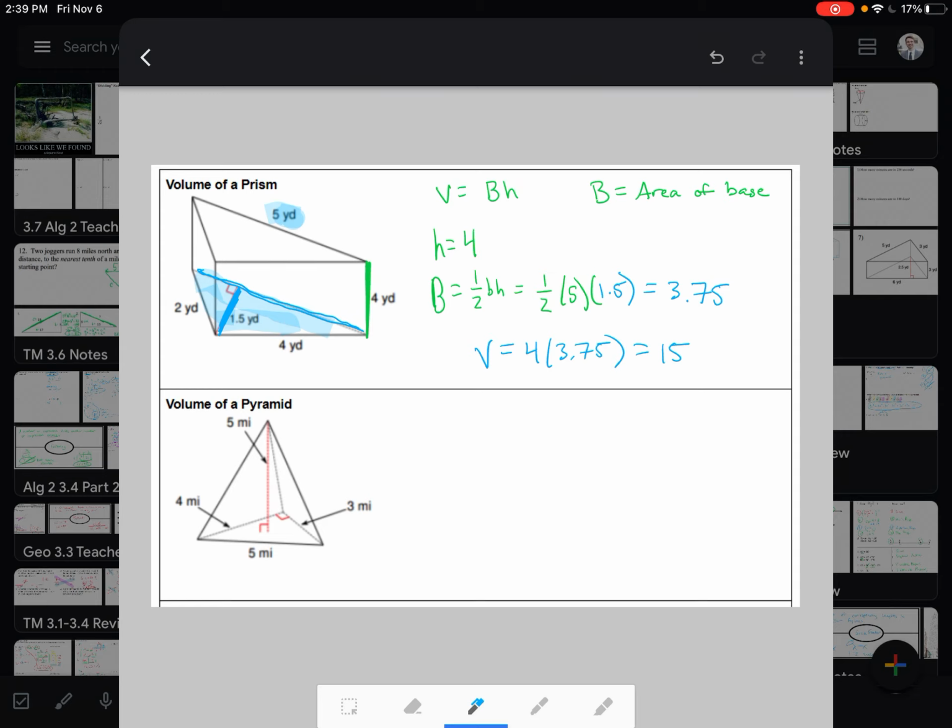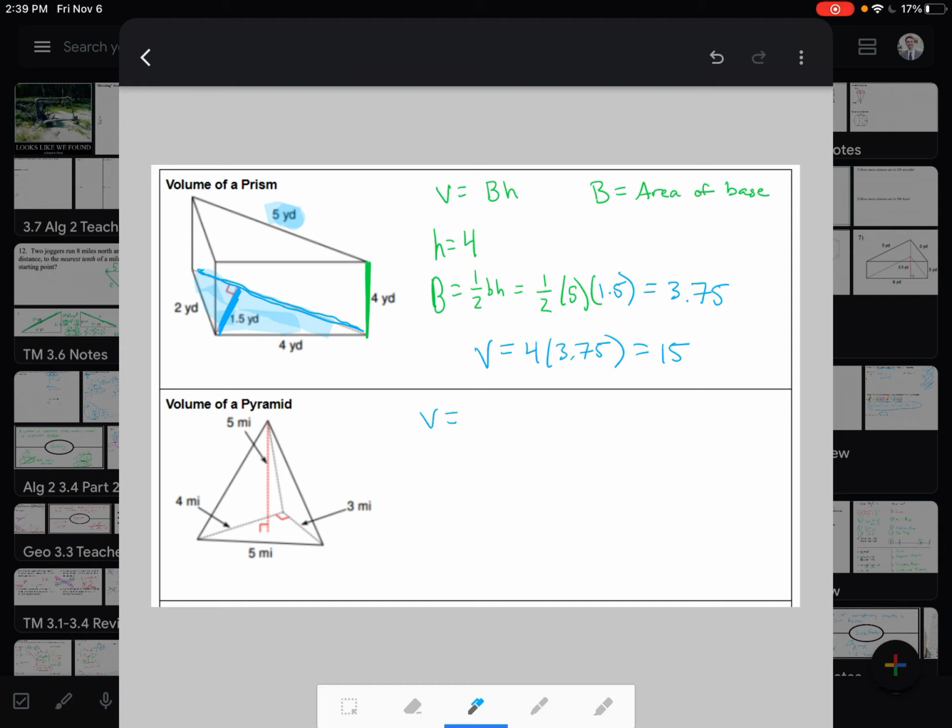And again, think of prisms as almost like you're starting off with a flat shape, and then you expand it out of the paper. And whatever flat shape is being expanded is the base. So here, that's a triangular prism because we're making basically a 3D triangle. If it was a rectangular prism with a rectangle on the bottom that we're expanding, we would take the area of the rectangle on the bottom and multiply that by the height.